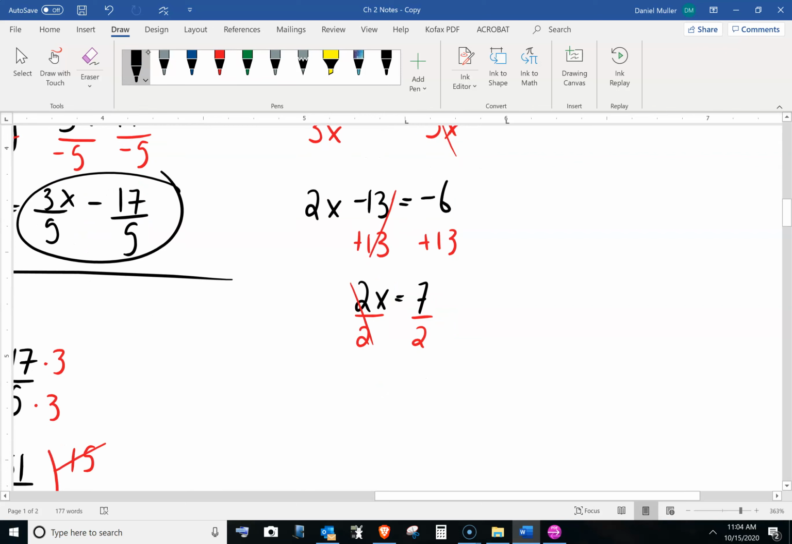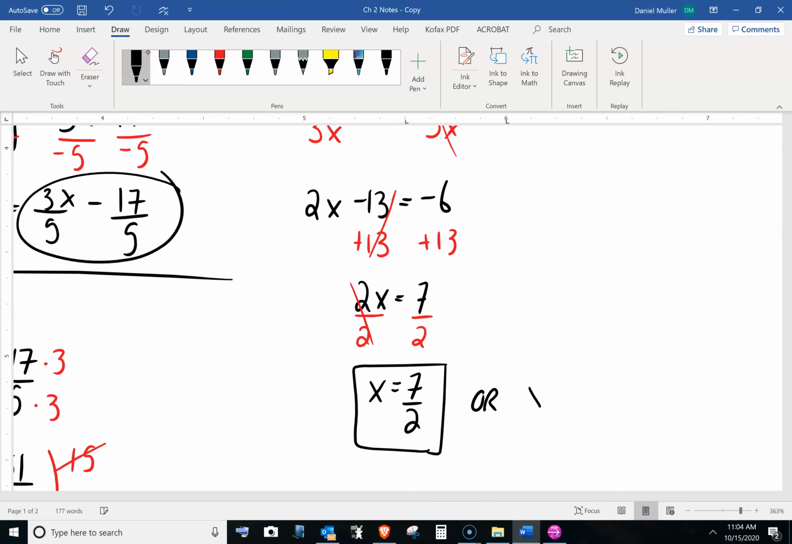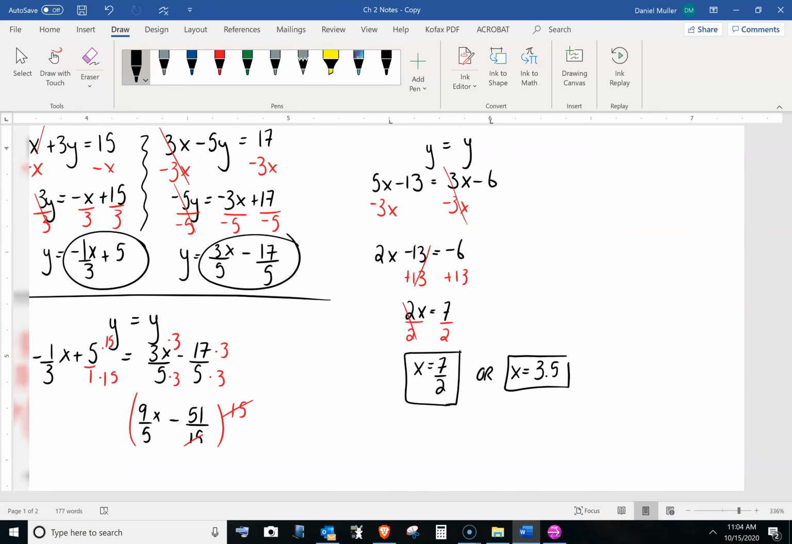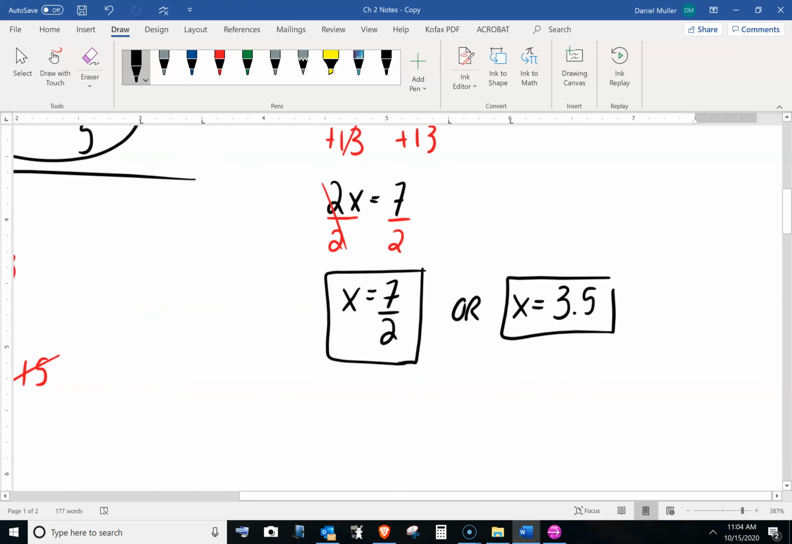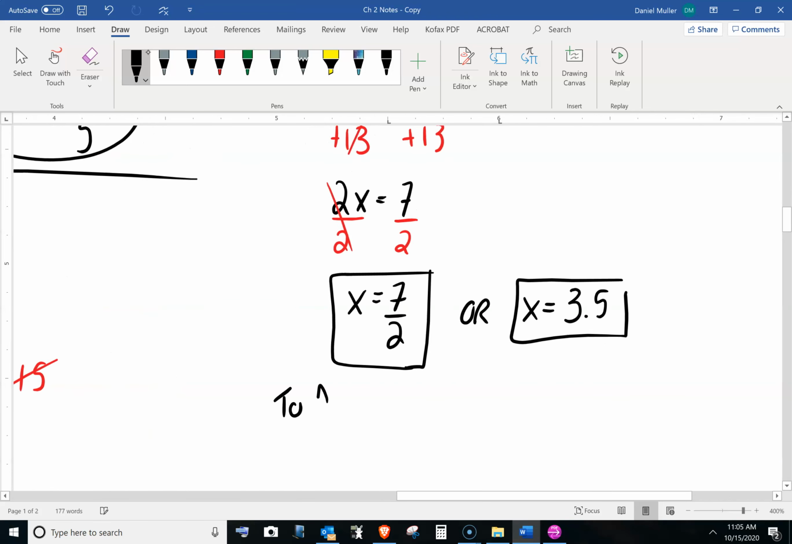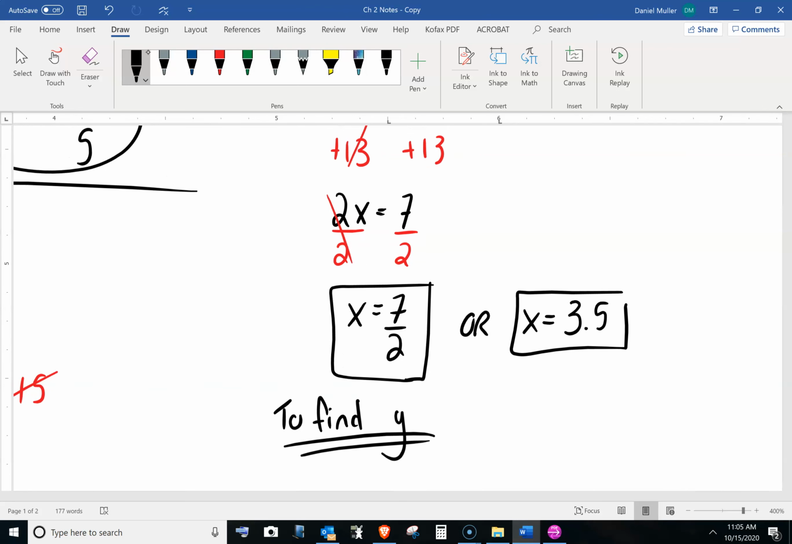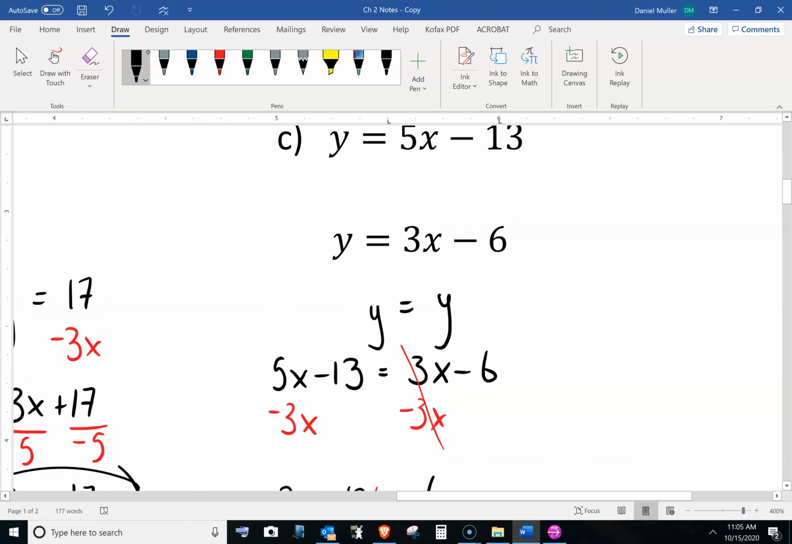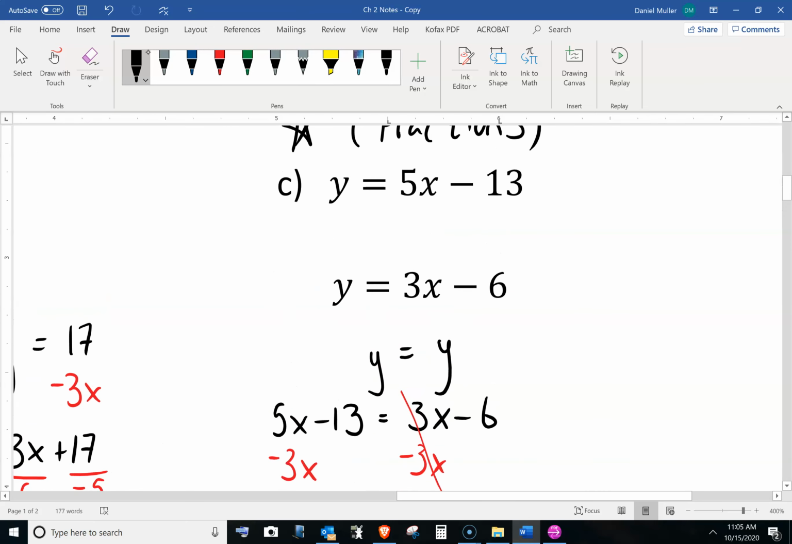7 over 2. So that's our x. 7 over 2 is 3.5. Okay, so our x is 3.5. Now we need to find y. So to find y, we need to choose an equation. Choose the easier one, so maybe that one, just because it's smaller numbers.